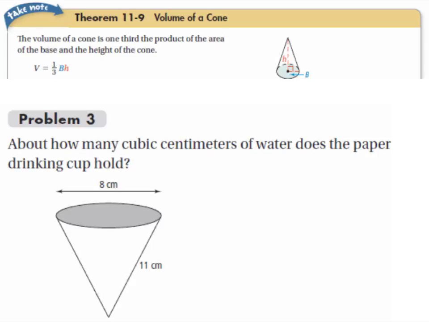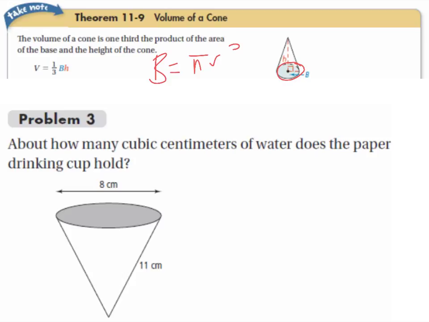Theorem 11.9, volume of a cone. The volume formula for a cone is the exact same as for a pyramid. We take 1/3 times the area of the base times the height of the cone. Now the only difference here is with a cone, our base is circular, so to find the area of our base, I'm going to need to do pi r squared. So that's the only difference between a cone and a pyramid.